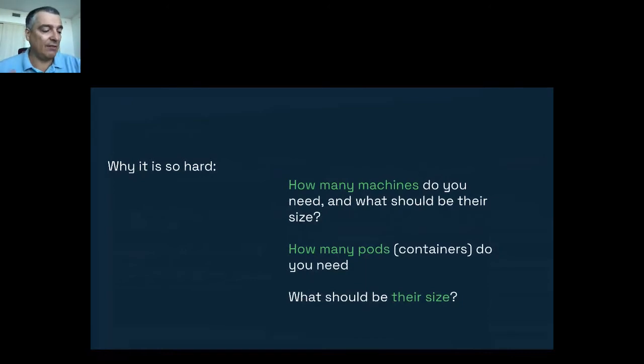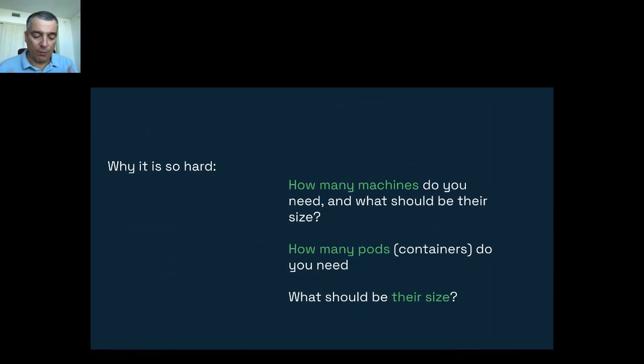Now, it is still a very hard problem to solve, and these are the three questions that developers or the DevOps team always have to answer. The first one is, okay, so this is my application here. I need to decide how many machines I need. I need to decide what their size is. Then I need to decide how many duplicates of pods or containers I need. Do I need one? Do I need 5? Do I need 1,000 of them? Then I also need to decide, for each of these pods, what should be their ideal size.